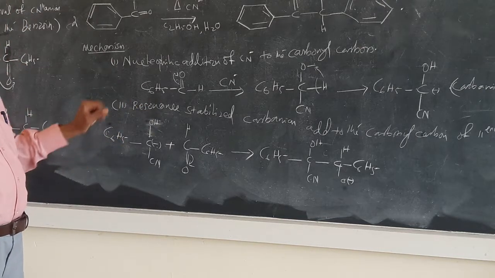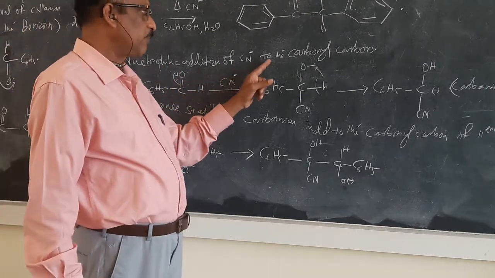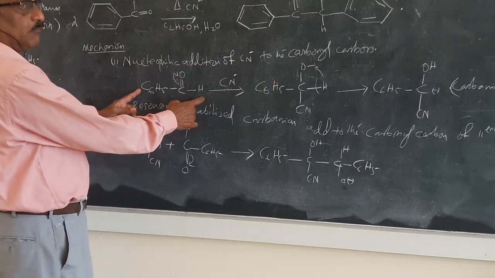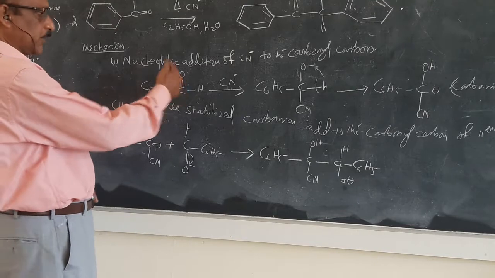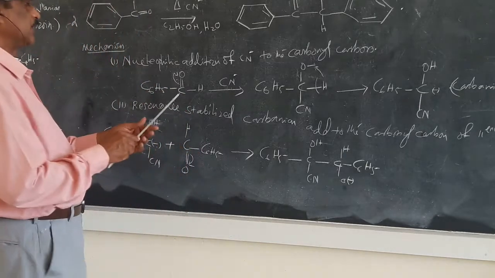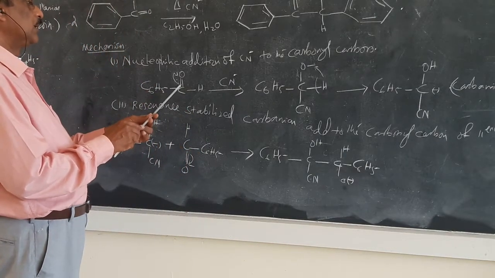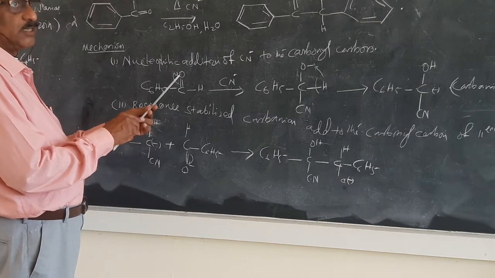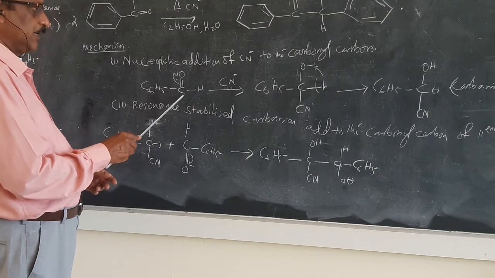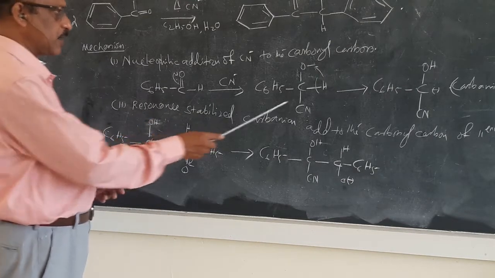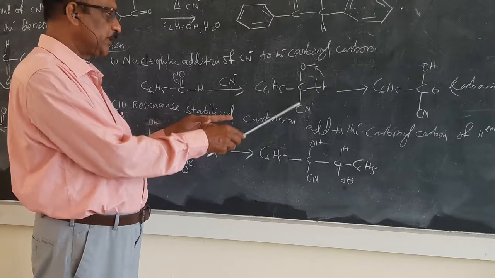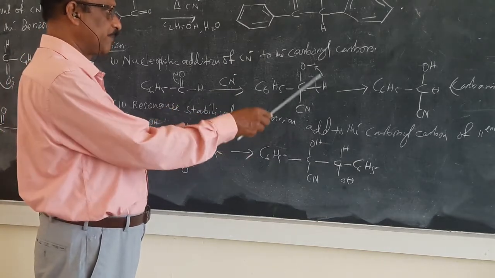Mechanism, first step: nucleophilic addition of CN minus to the carbonyl carbon. You have to take one molecule of benzaldehyde. I can show you here the electronic transition. From this double bond, the electrons are being transferred to the oxygen atom, and there will be a negative charge here and a positive charge. So this CN minus ion is adding to the carbon. Such reactions we explained a number of times. So CN minus is adding to this carbon and you are getting this ion.